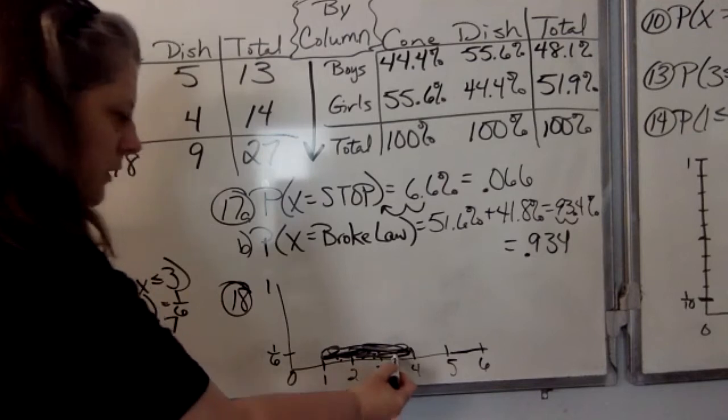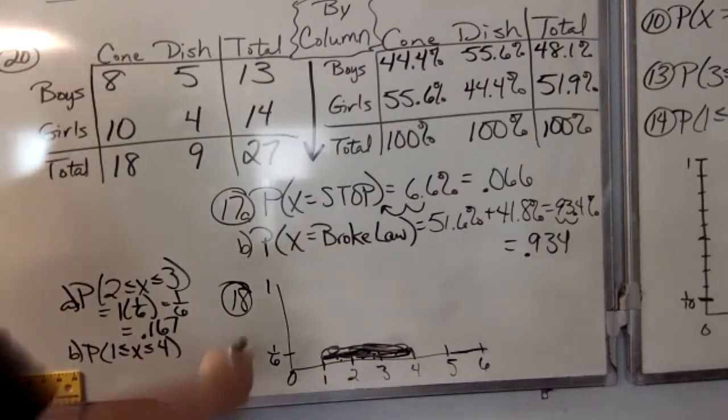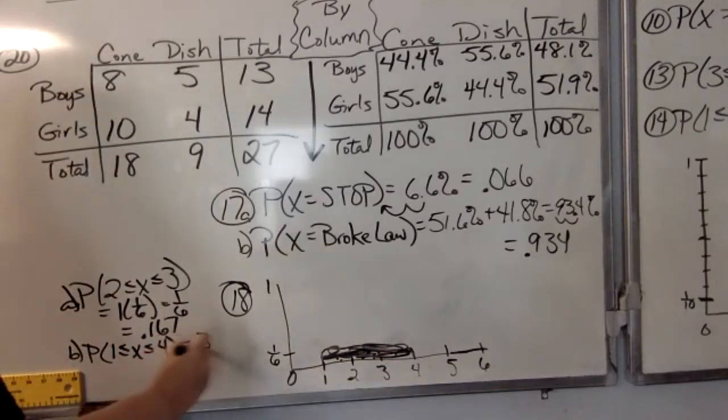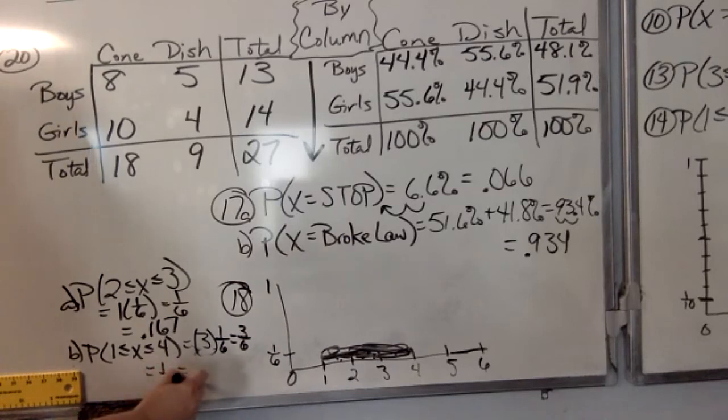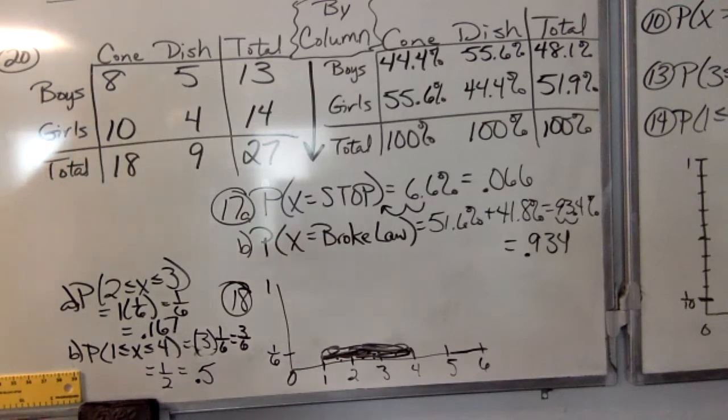1, 2, 3 for my length times the 1/6. Why am I putting that like that? I do not know. 3 times the 1/6. So that's 3/6, which is equal to what? 1/2, which would be 0.5. Okay, pretty easy.